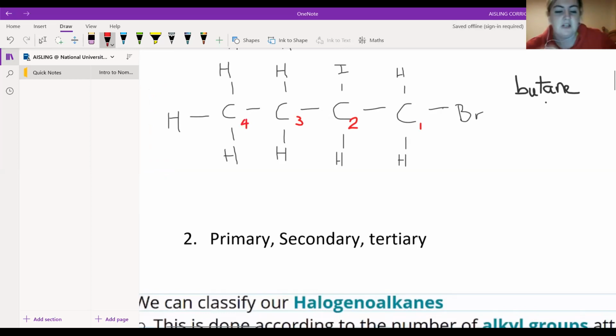What would happen if I numbered it the other way? So 1, 2, 3, 4. In this case, I would have 4 bromo, 3 iodobutane. So that's quite a higher order of numbers. You see, we've numbered the 4th and 3rd carbon if we did it from left to right.